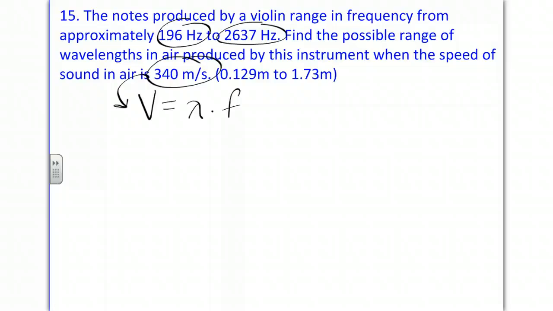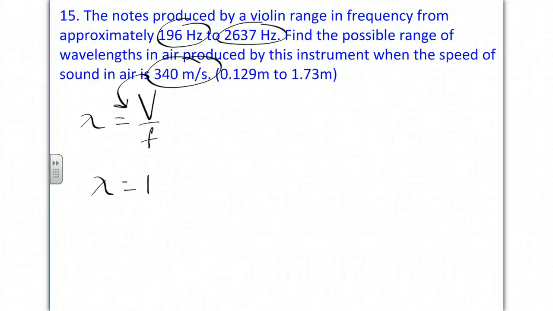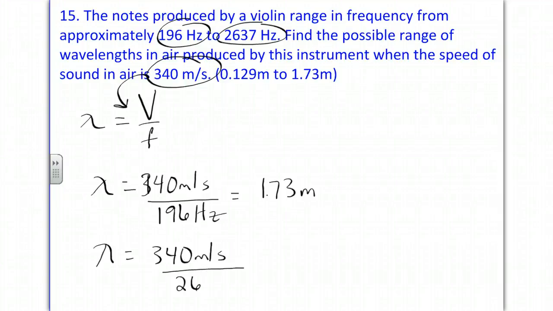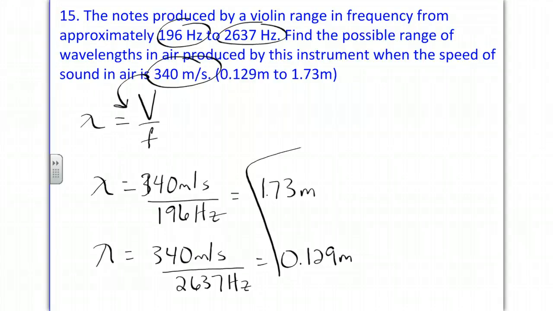First, I'm going to rearrange the equation to solve for wavelength. Divide both sides by frequency, cancels out frequency on the right. So wavelength equals velocity divided by frequency. So the first one is going to be the wavelength equals 340 meters per second over 196 hertz, which is going to be equal to 1.73 meters. And the second one is going to be 340 meters per second divided by 2637 hertz, which is equal to 0.129 meters. So this is my range of wavelengths and that range of frequencies.